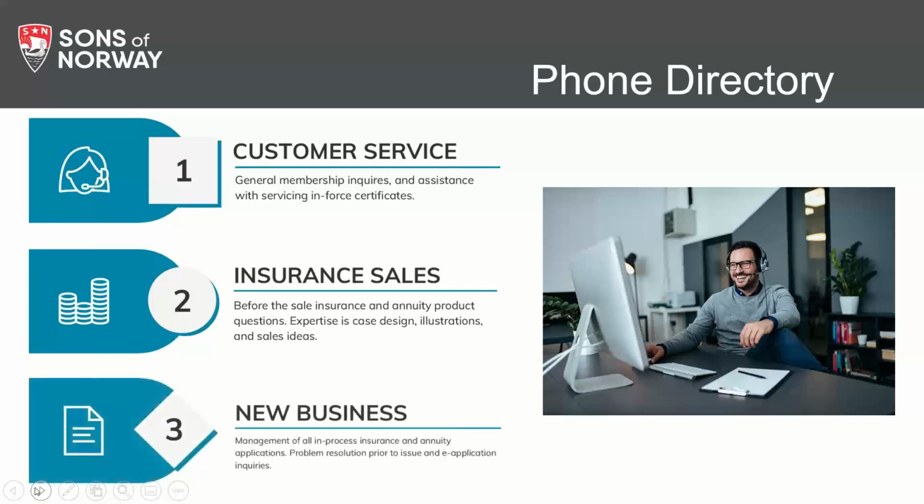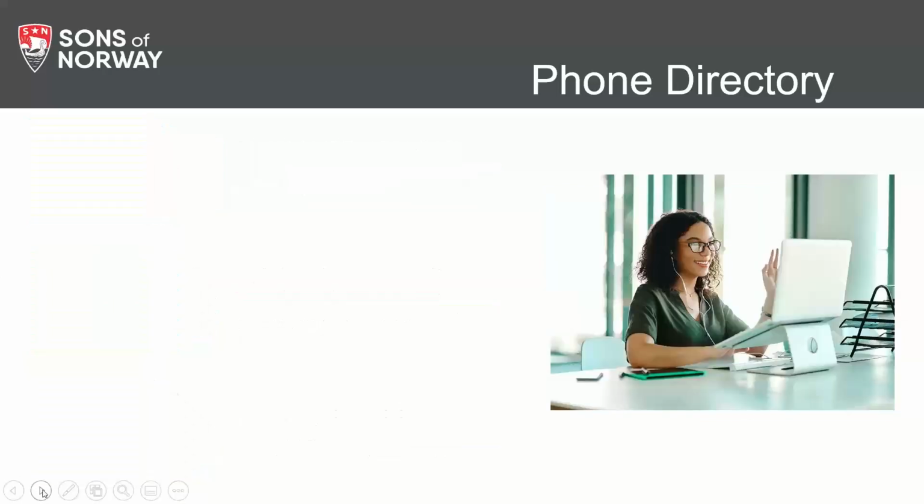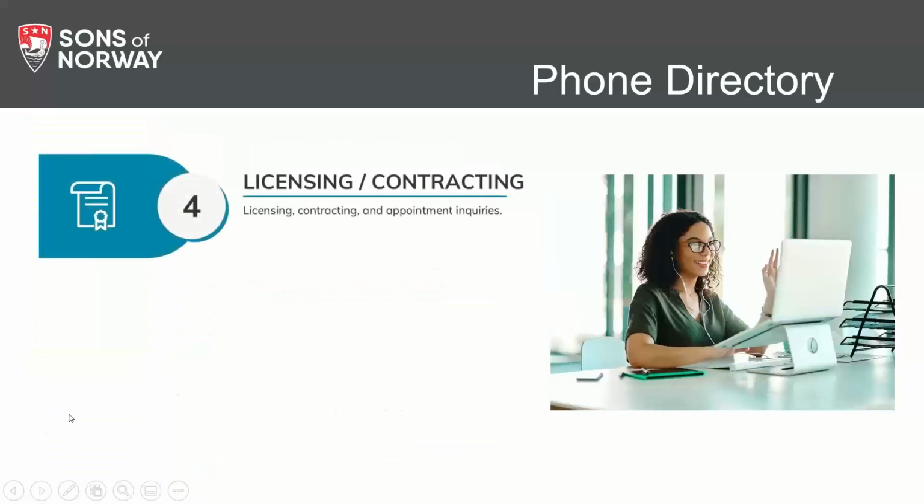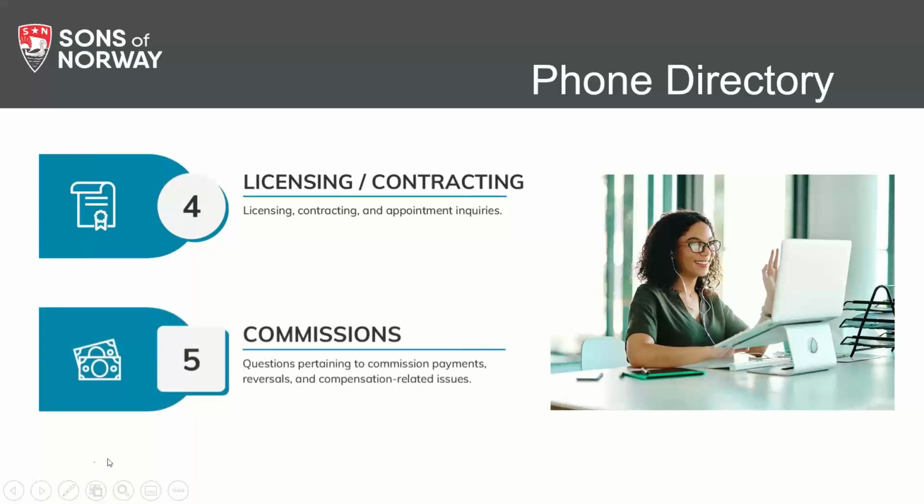3 is new business. So the policy has been submitted but not yet issued. Anything in that window. This also includes any amendments. I know I've been getting some calls today: I have an amendment and I don't know what to do with it. That is a question for new business. So be sure to hit 3. 4 is for licensing and contracting. Pretty self-explanatory there. Anything related to appointment inquiries. 5 is for commissions. So this is questions pertaining to commission payments, reversals, and compensation related issues.